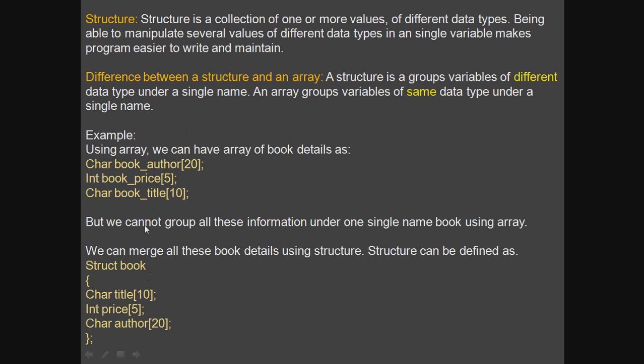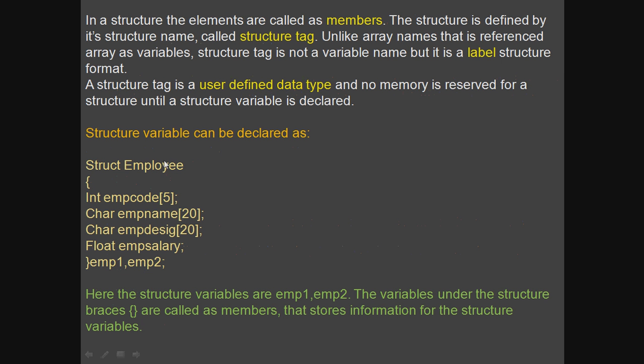So that is the main difference between a structure and an array, right? So you can see that now in a structure the elements are called members. Just like these array elements, where this is the array name and it will create the array elements, in this case these elements we call members.